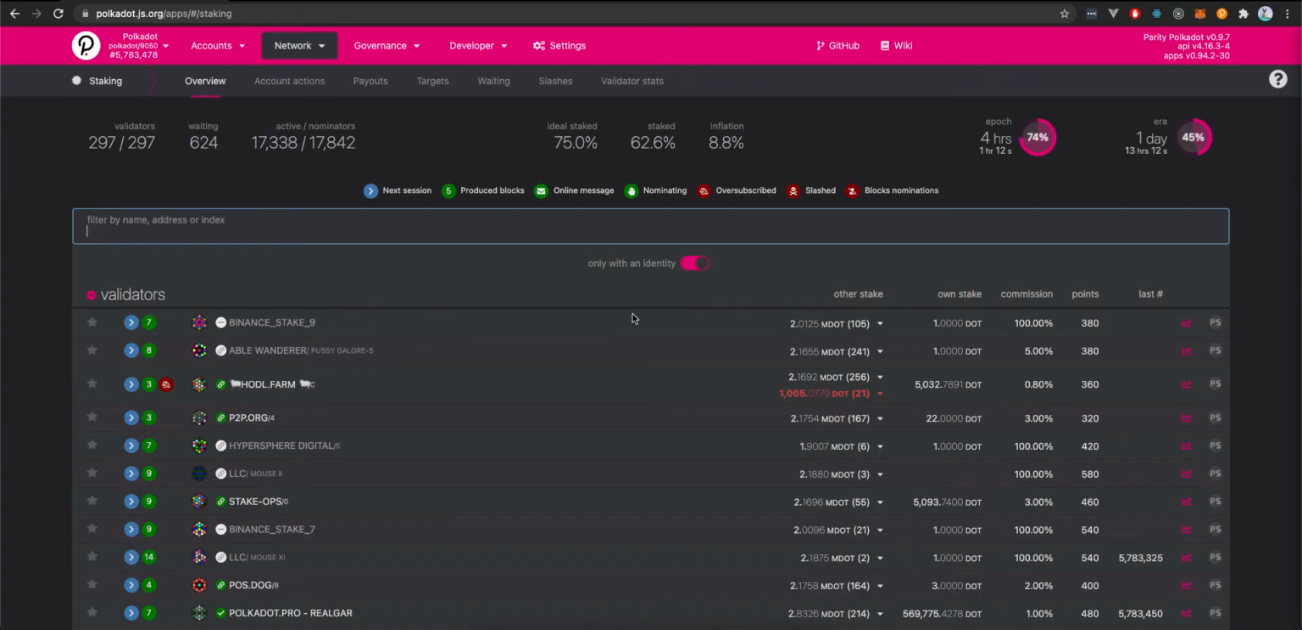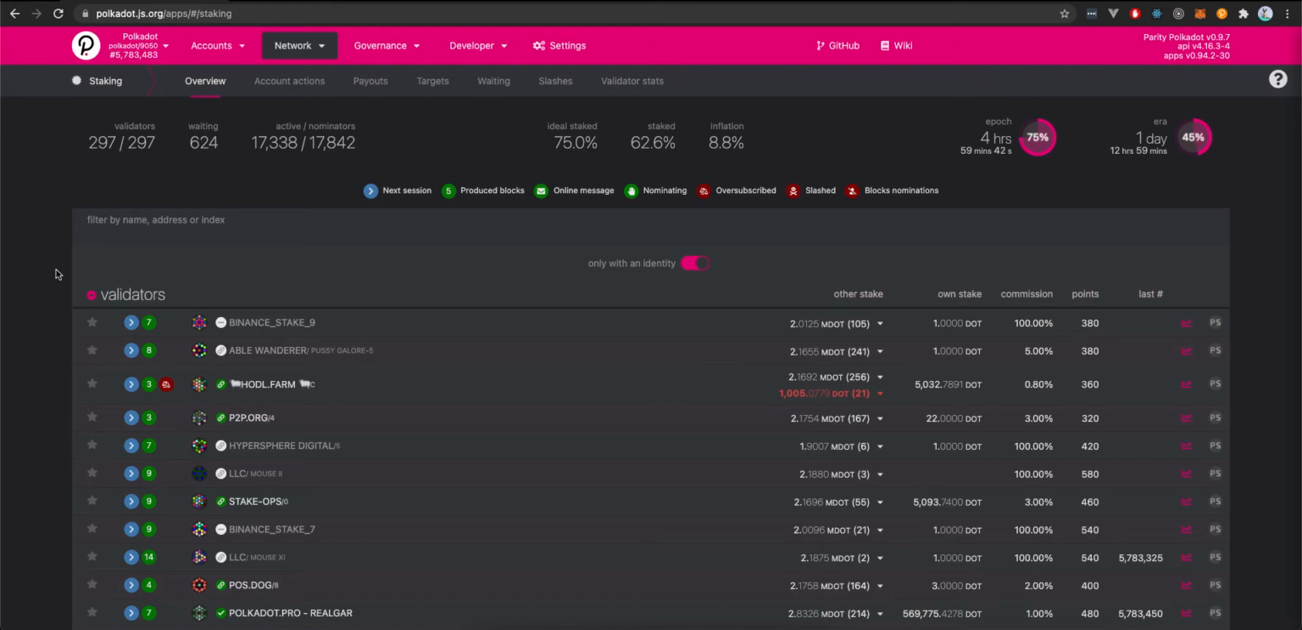So that would be it. Again, just to summarize, the idea is that if you have DOT tokens, you are investing these tokens into validators, and if they do a good job, you're going to get the returns. If they're doing a bad job, you're going to get slashed. From my experience, slashes never happen, at least in my experience. Maybe I'm lucky, or just getting good validators. But it can happen for sure.